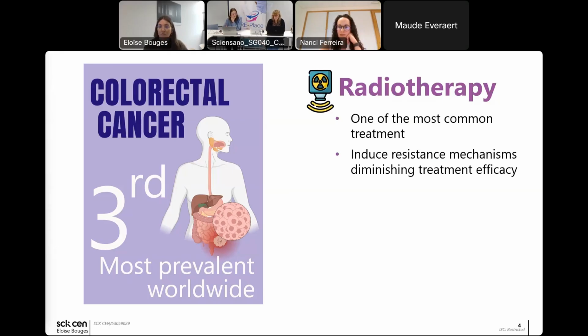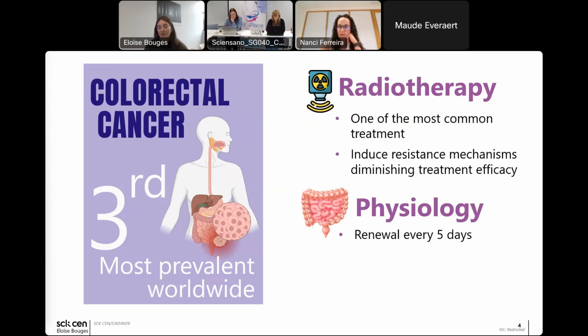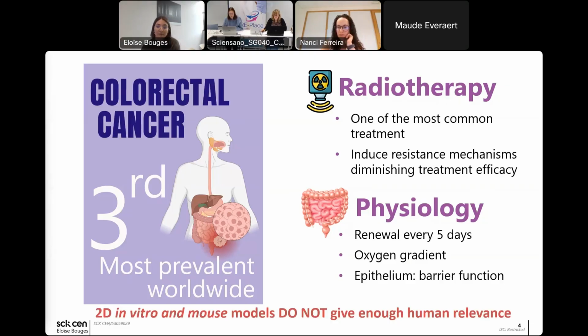Some other things that are important to have in mind when you want to model this type of cancer is the very specific physiology that it has, with notably a renewal of the epithelium that occurs around every 5 days, the presence of an oxygen gradient, and also an epithelium that plays a barrier function. There are already a lot of models that exist. However, most of those models are still using immortalized 2D in vitro and mouse models, and the limit of those models is that they don't give enough human relevance.